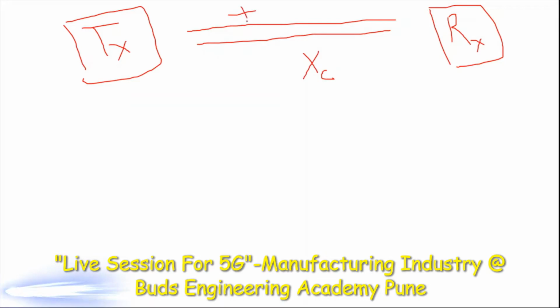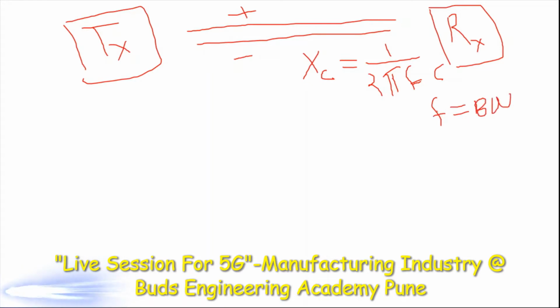Suppose this is a positive wire and suppose this is a negative wire. In the traditional option, our limit is XC equal to 1 by 2 pi FC. 1 by 2 pi FC is our limit. And as F increases, this XC decreases, where F is the frequency. Bandwidth means frequency. So if you go for higher frequency or higher data transmission, then there will be a short circuit in the cable itself. So we will not be able to transmit a large bandwidth with the traditional option.